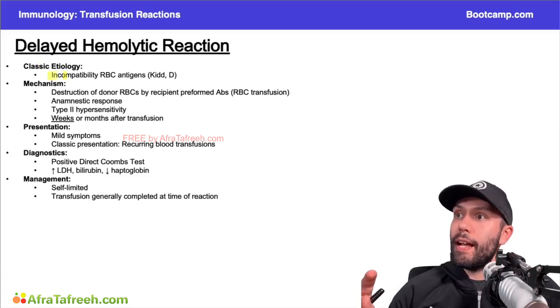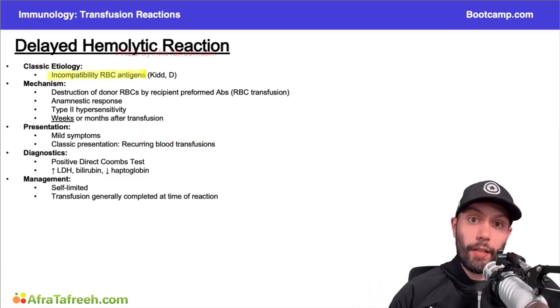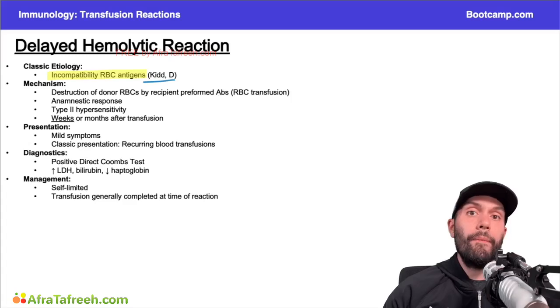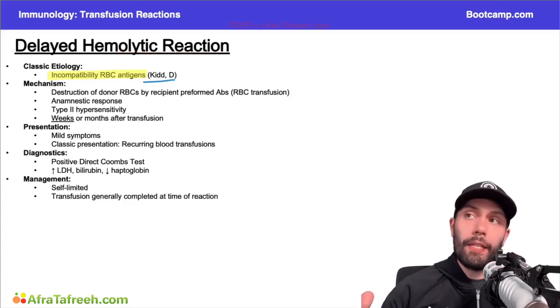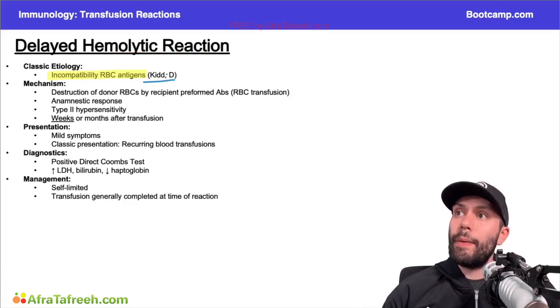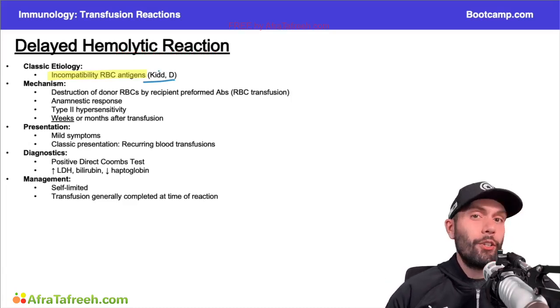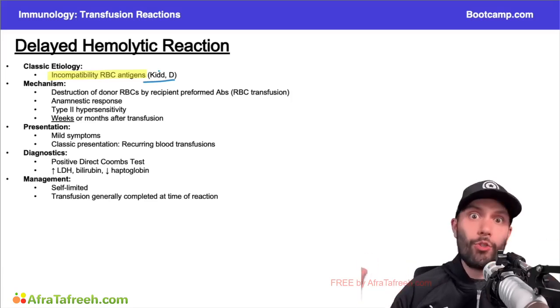You can see that the etiology is going to be incompatibility with red blood cell antigens, essentially the same thing as the acute hemolytic reaction. The antigens that we're talking about are not your classic antigens, being A, B, right? AB type blood, type O blood. We're not talking about that. We're talking about some of these other antigens that in general are sometimes considered to just be more minor blood group antigens. They're not like the major ones we typically talk about.